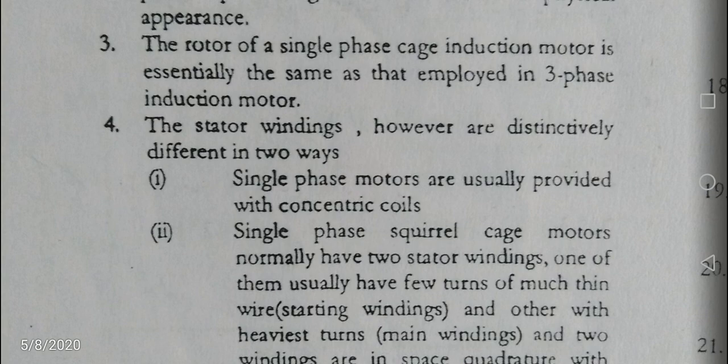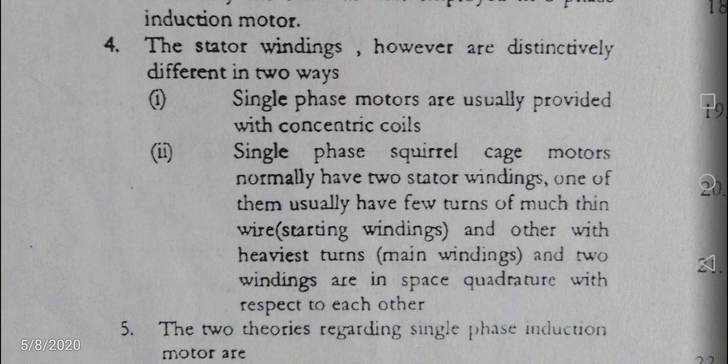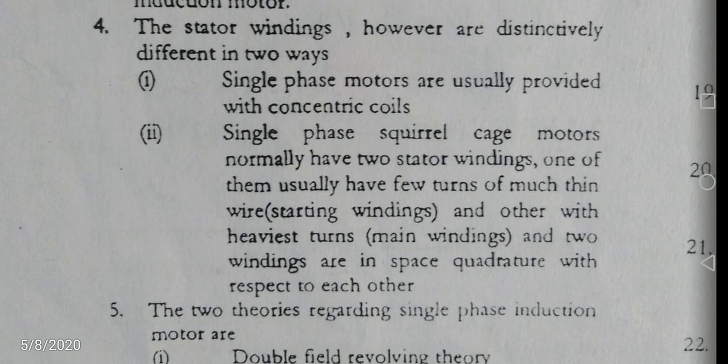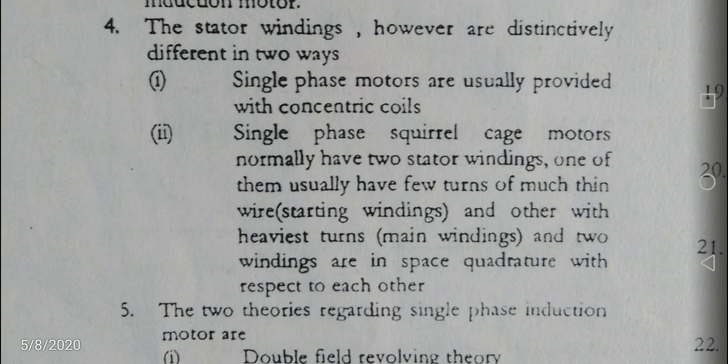A single phase squirrel cage motor normally has two stator windings. One of them usually has a few turns of much thinner wire, the starting winding, and the other with the heavier turns, the main winding. The two windings are in space quadrature with respect to each other. That means the auxiliary winding and main winding are displaced by 90 degrees in space.